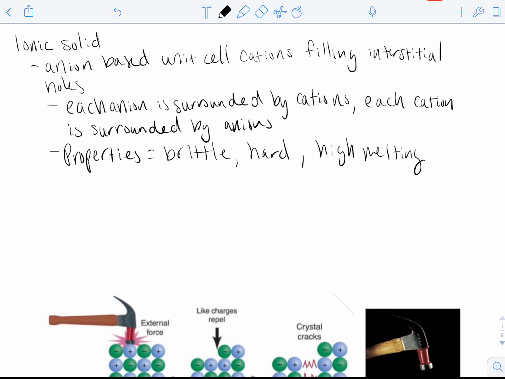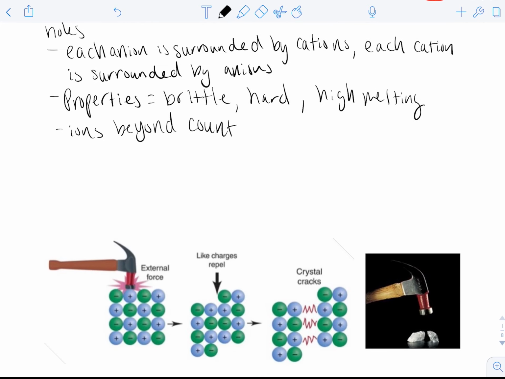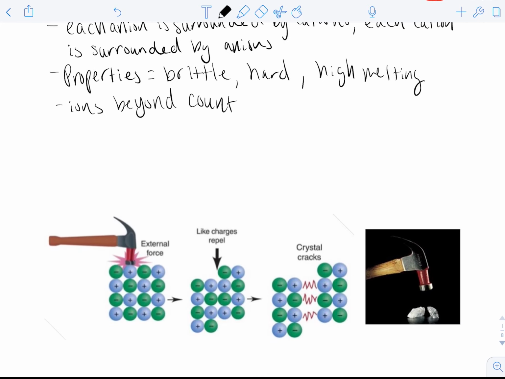Okay, so remember that we have a structure where we have ions beyond count. So we have a bunch of cations and anions. And we have attractive and repulsive forces going on, or we're trying to maximize attractive forces and minimize repulsive forces. So let's look at this picture right here. So let's take 2 dimensions of our 3-dimensional structure.